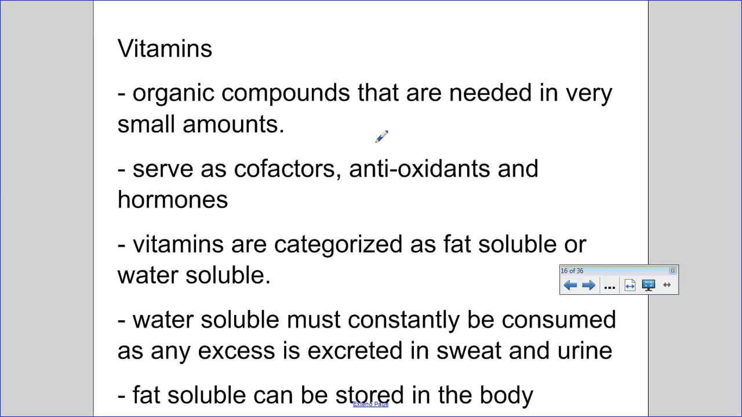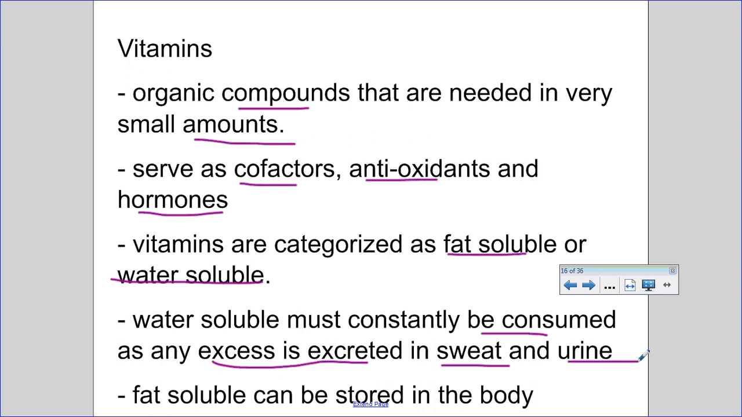In terms of the vitamins, they are organic compounds and are needed in very small amounts. They generally serve as cofactors, antioxidants, and hormones. So cofactors meaning they are used by enzymes to help carry out their reactions. Vitamins can be categorized either as fat-soluble or water-soluble. So water-soluble vitamins must constantly be consumed as any excess is excreted in the sweat and urine. So vitamin C is an example of a water-soluble vitamin where any excess is excreted in the urine.